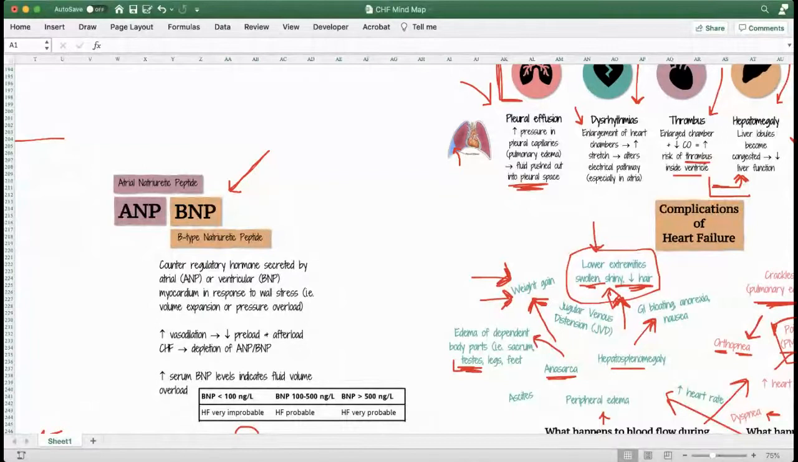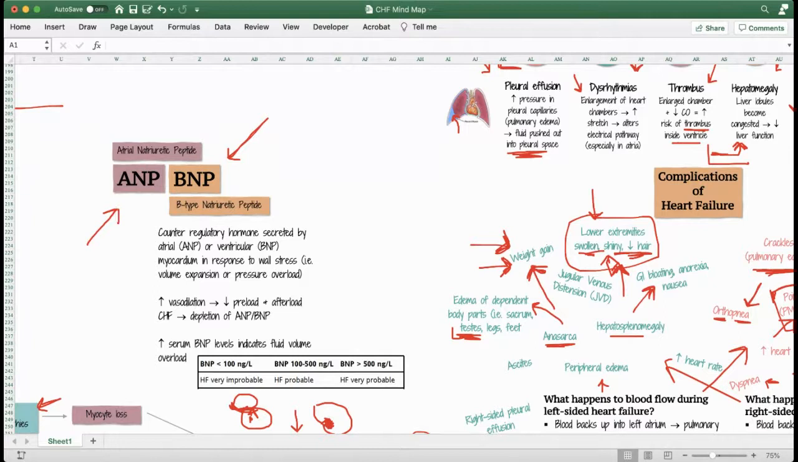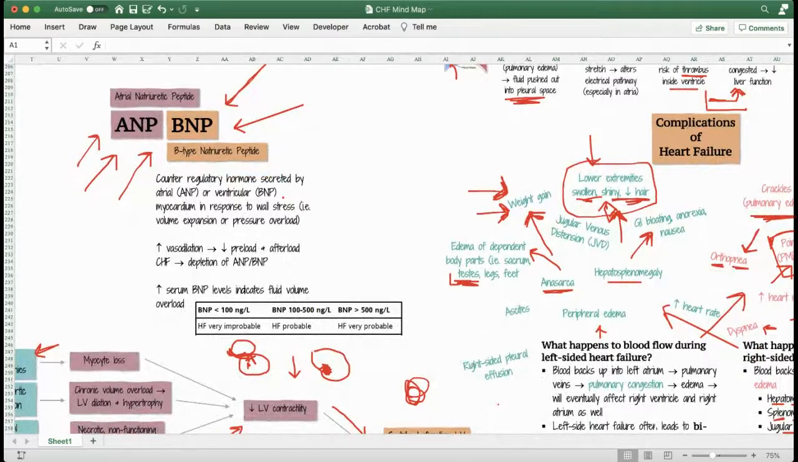You also have ANP, which is atrial natriuretic peptide. Really we just use the BNP because, if you look here, they're both counter-regulatory hormones. One is secreted by the atrium, the other is secreted by the ventricle, and that's why we're more concerned with the BNP, because most of the time if we have heart failure, our problem is in the ventricle, not the atria, right? And so this hormone is only secreted in response to wall stress, meaning an overstretching or a pressure overload, some kind of stretch against that ventricle wall. That's when your BNP will be released.